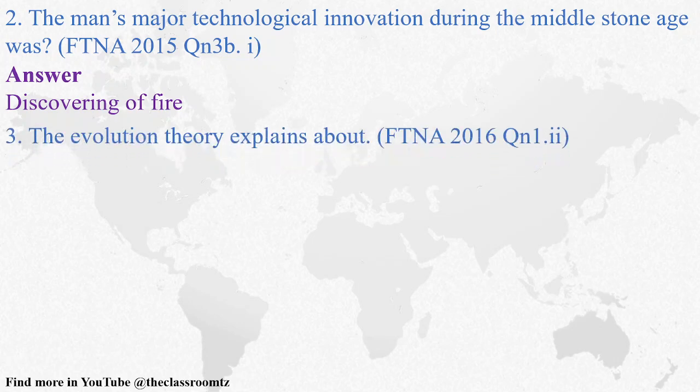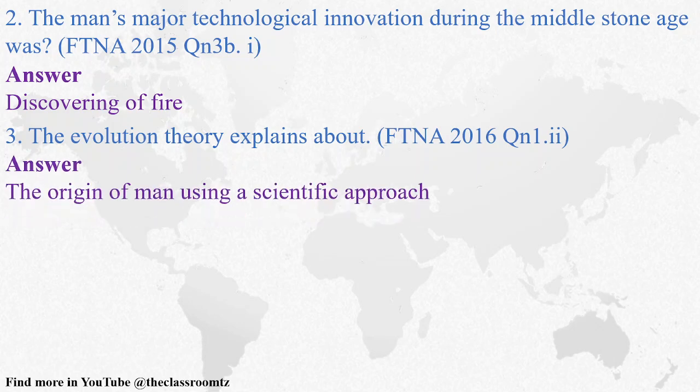Question number 3, the evolution theory explaining about. What is all about evolution theory? Evolution theory, sometimes referred to as scientific evolution theory. Evolution theory tries to explain the origin of man by using a scientific approach. That is evolution theory, trying to explain the origin of man using a scientific approach.